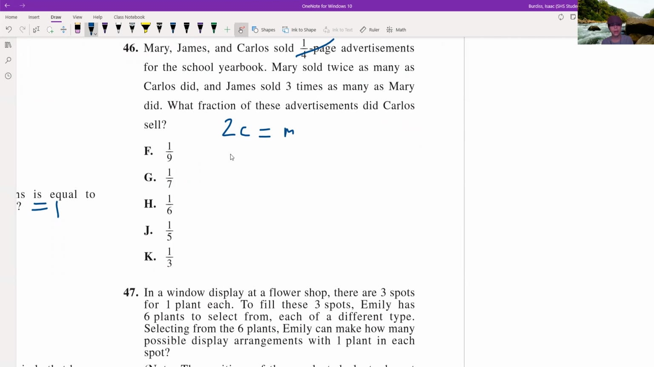And then it's saying James sold 3 times as much as Mary. And it's asking what fraction of these advertisements did Carlos sell? That's his name, right?